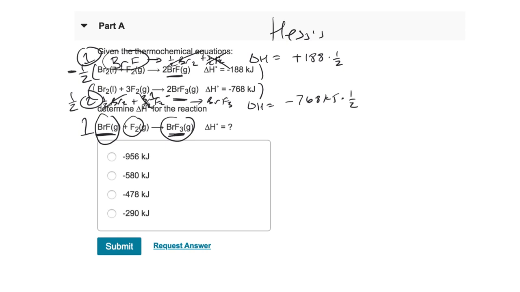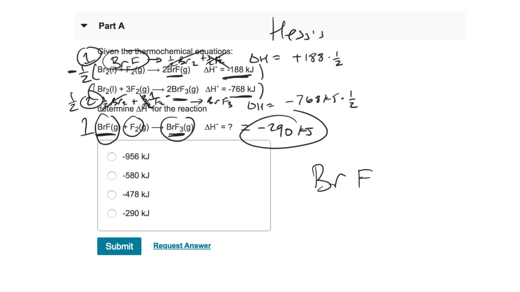So this is just a puzzle. I just need to see how I adjust my delta H's. So the first one was plus 188 times a half. And then the second one, I'm adding negative 768 times a half. And so this works out to be negative 290. If you need to, write these out bigger, so you can see what's going on more clearly if the small text is getting in the way.